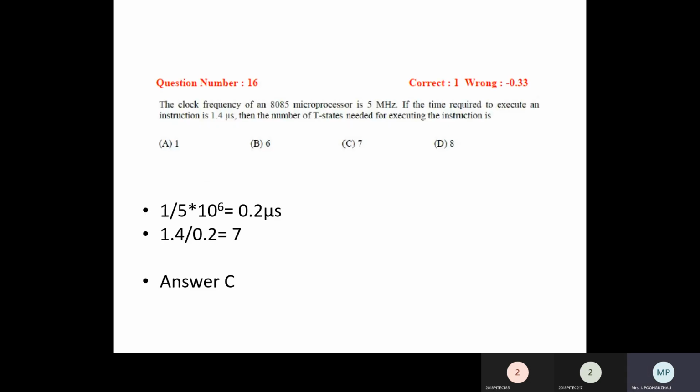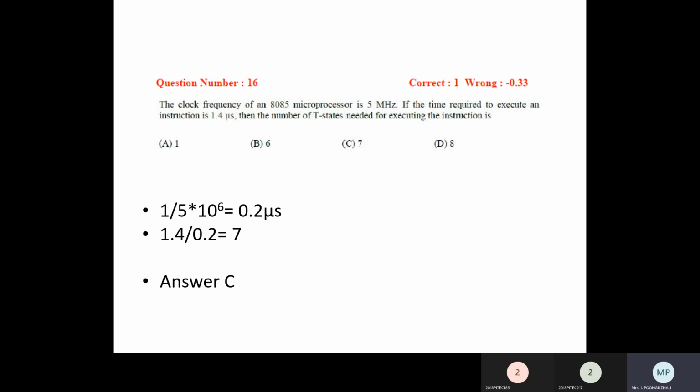So this is the question asked in the 2019 question paper. The clock frequency of an 8085 microprocessor is 5 megahertz. Generally we have 3 megahertz, but here in the question they have given 5 megahertz. If the time required to execute an instruction is 1.4 microseconds, then the number of T states needed for executing that instruction is. In the earlier case I knew the T states, so I multiplied and found the answer.